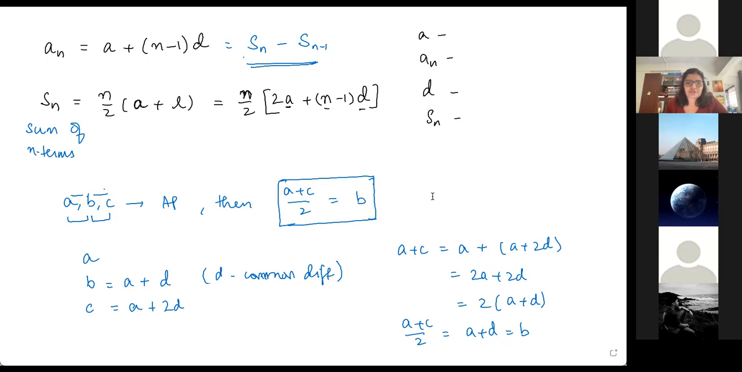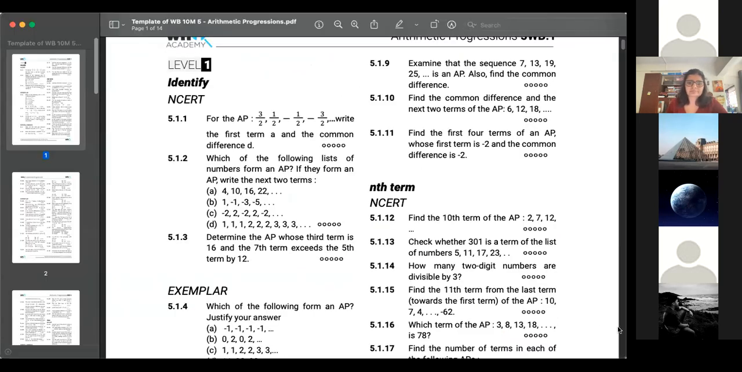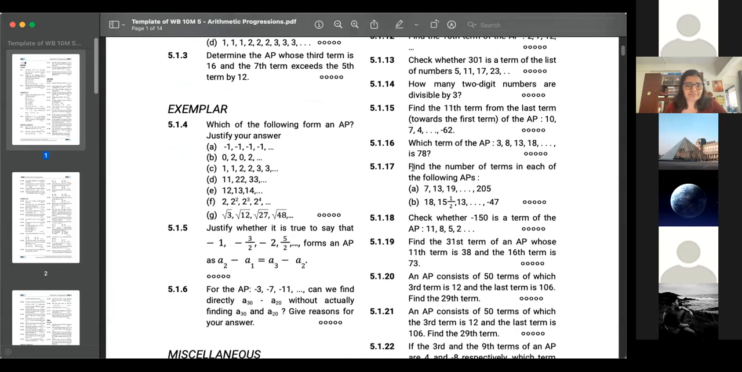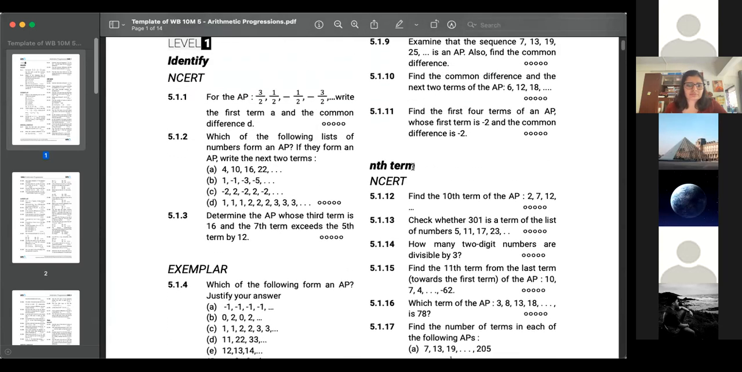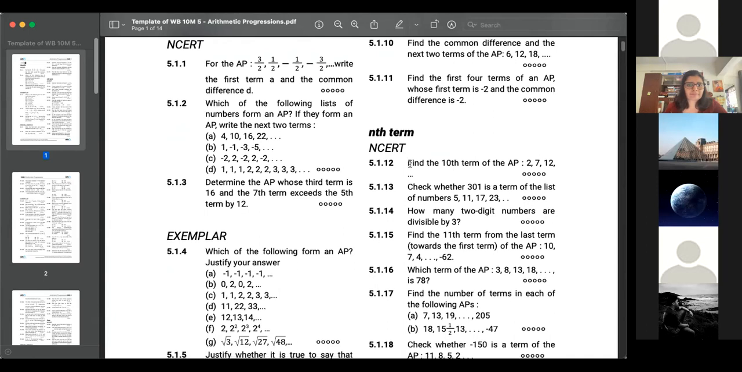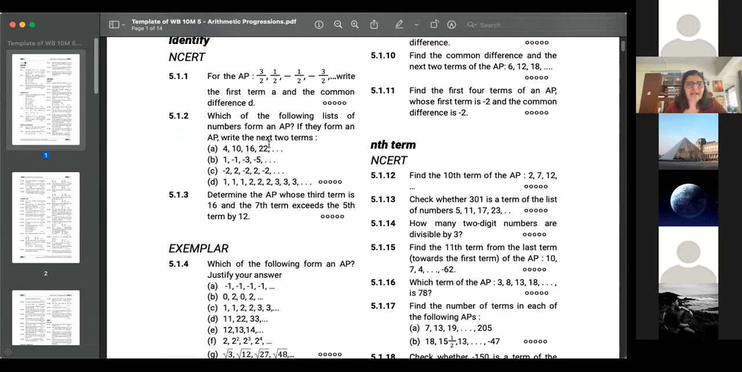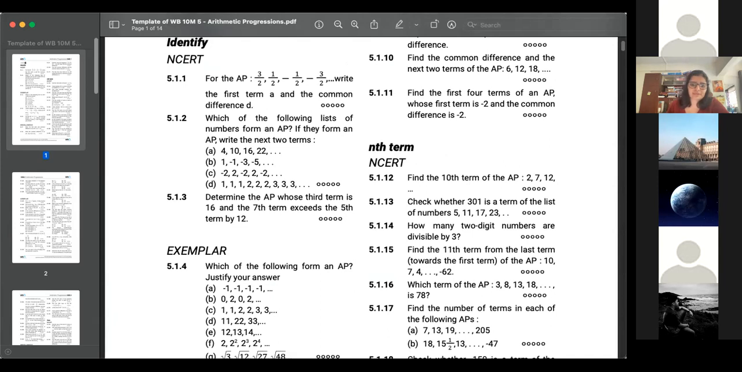Okay. So we'll start off with some basic questions. I'll start from level 1 only. Actually do 5.1.2. Which of the following lists of numbers form an AP? And if they form an AP, write the next two terms.